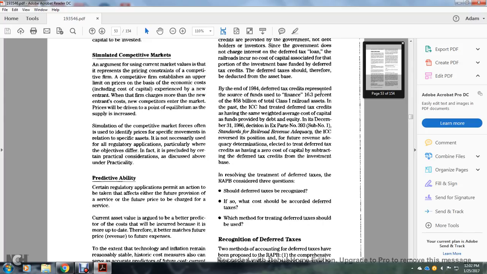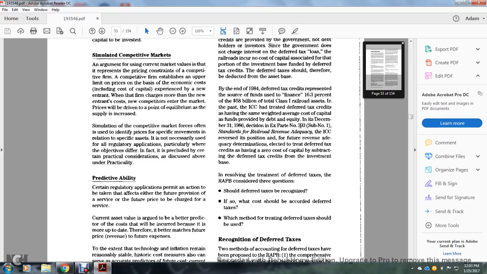By the end of 1984, the deferred tax credit represented the source of funds for the financing of 16.3% of the $58 billion of total Class 1 railroad assets. The Interstate Commerce Commission had treated the deferred tax credit as having the same weighted average cost of capital as funds provided by debt, until December 31st, 1986.